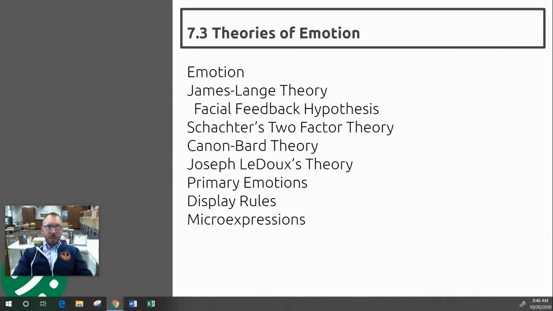We are here for 7.3 Theories of Emotion. It's a big one for the AP exam. They will oftentimes circle back to this. I know it looks confusing on the outside, but we can do some things to really make this make a lot of sense to you.